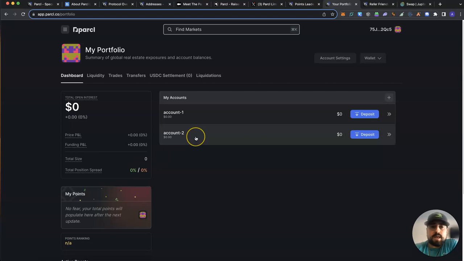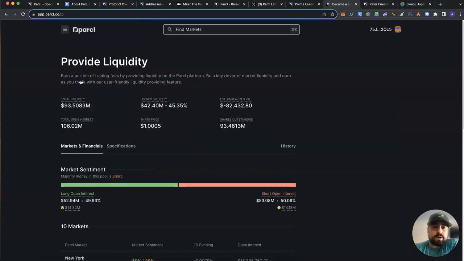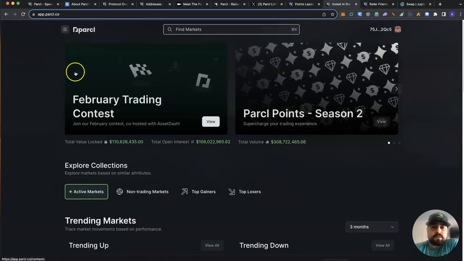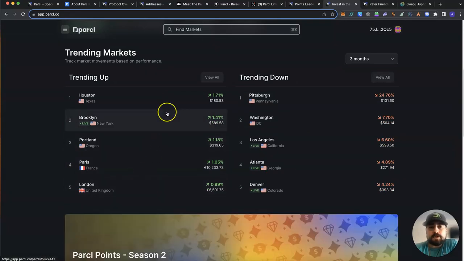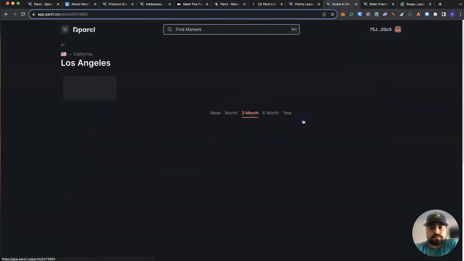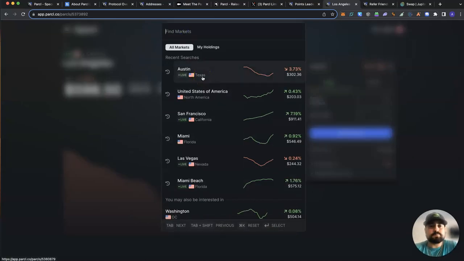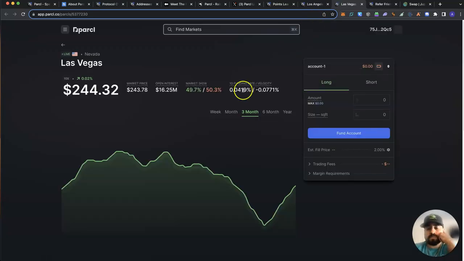And now I'll go through a couple different ones. So your options here are you can provide liquidity, like I said, in this tab. You can browse the different markets. So now that I'm connected, I can go over and say, let's say Los Angeles. So I can go long or short with this account. Or I can go find my markets, and I can go to all the ones that are live. Say Las Vegas. Right, and so you can go long or short.